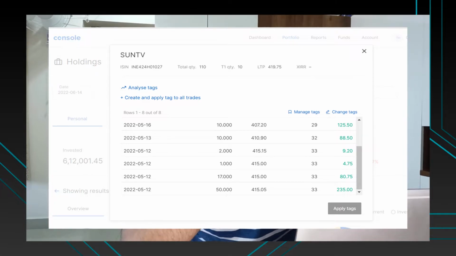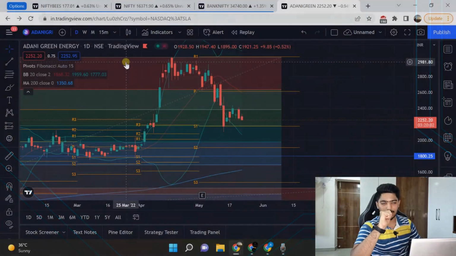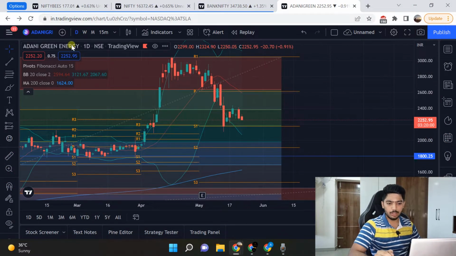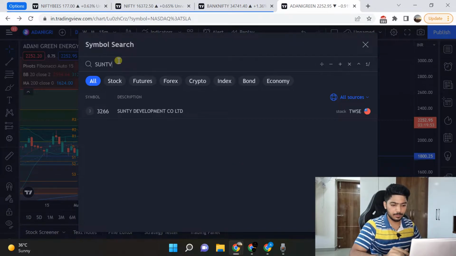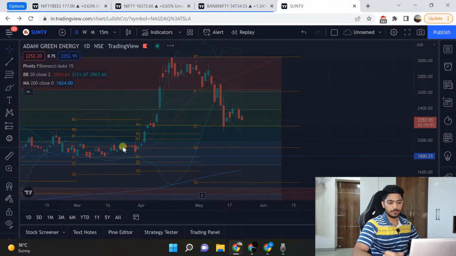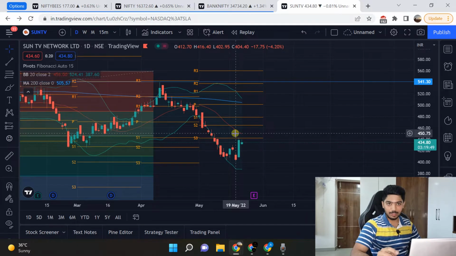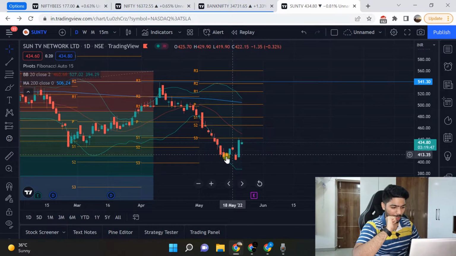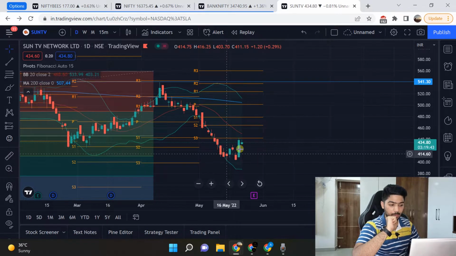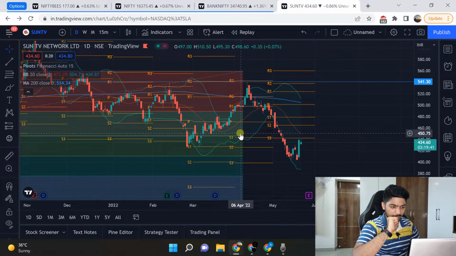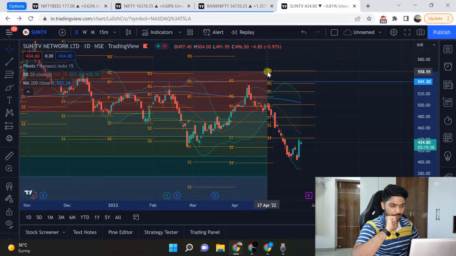Now we will check the technical, where it is now. That is another interesting point. Let's check the technical analysis. For that, I use tradingview.com. The time I bought was around 12th May or something, at around 412 rupees. Now it's trading at about 434 rupees. This is the Fibonacci retracement. I will just drag it.